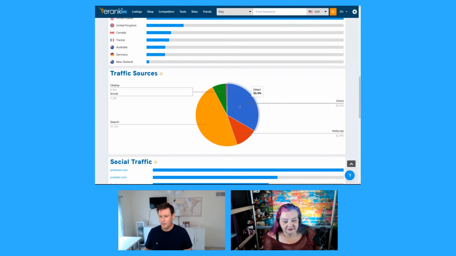Direct are those people that basically use bookmarks or hyperlinks, or just basically it's a fancy technology way of saying we don't know where they came from. They just arrived there. So that's that. And referrals, they're like sites like eRank. So we would be in there. So that's where you would find eRank or some blog site.com, things like that. That's what referrals are.